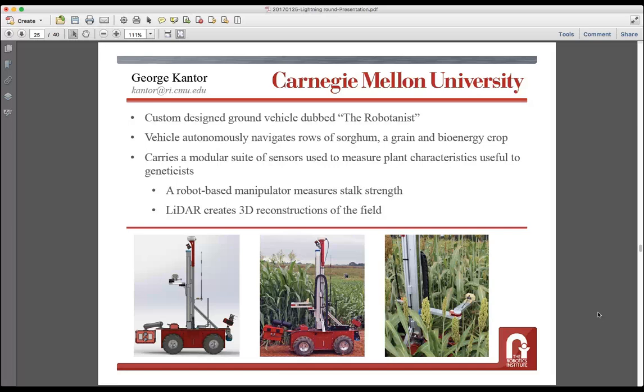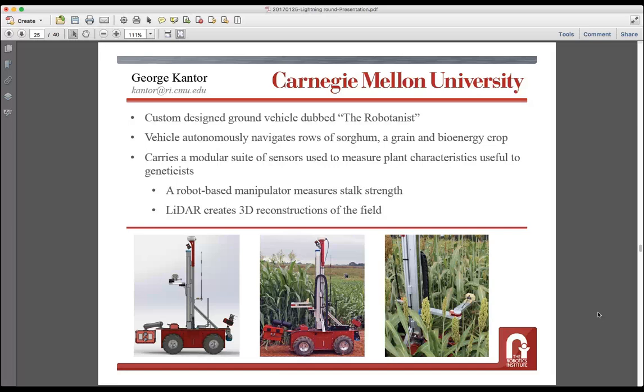Yeah, I'm going to talk to George's slide. So he's away on leave. George Cantor has been working on a number of different agricultural applications, and this one in particular is a ground robot for phenotyping crops. So it can both collect image data, measuring stalk count, stalk size, different visual characteristics of the plant, and also it has an arm that can reach out and grab the stalk and measure stalk strength.